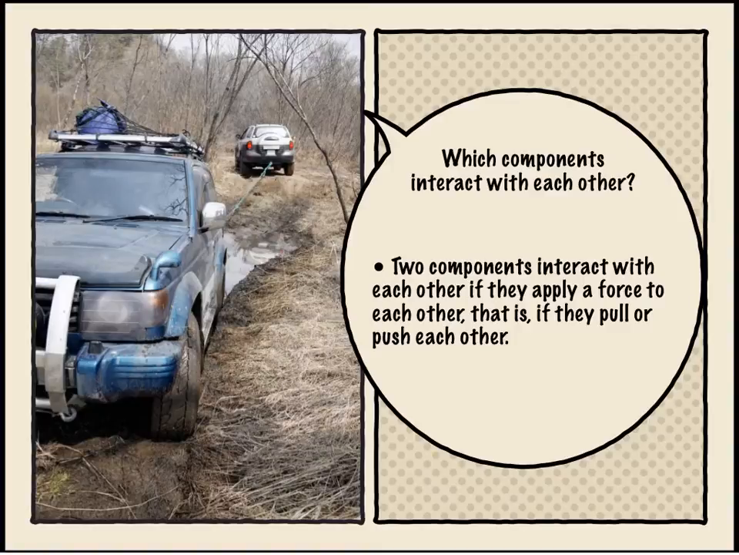Which components interact with each other? Two components interact with each other if they apply a force to each other. That is, if they pull or push each other. So which ones are interacting? Well, Vehicle 1 with the rope, Vehicle 2 with the rope, Vehicle 1 with the ground, and Vehicle 2 with the ground.